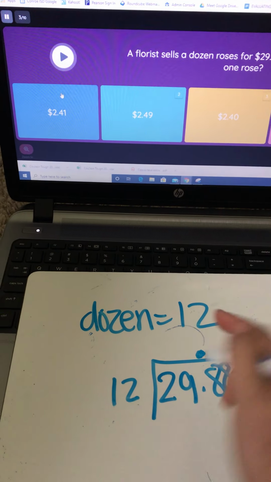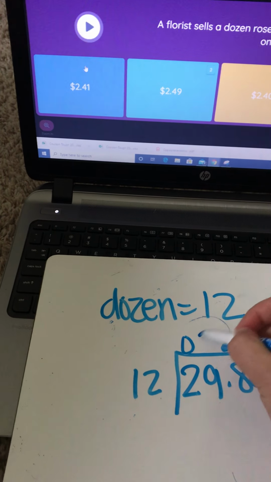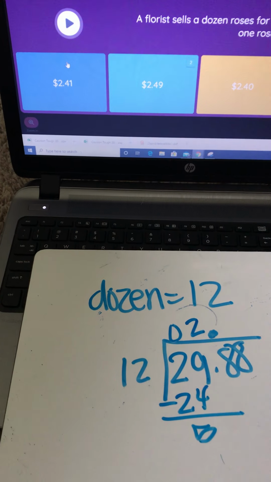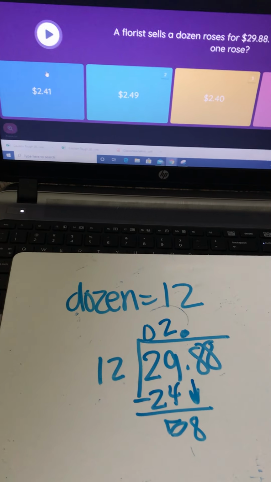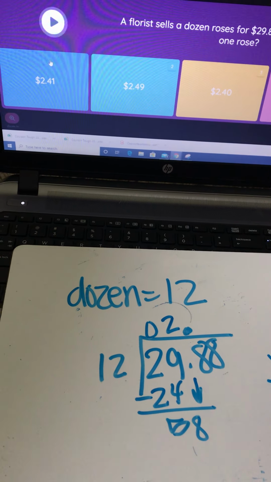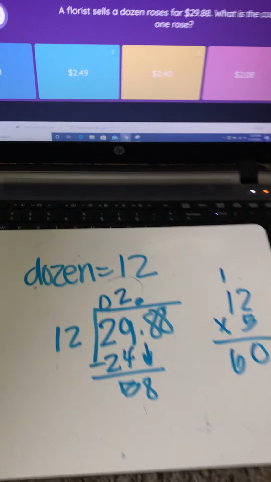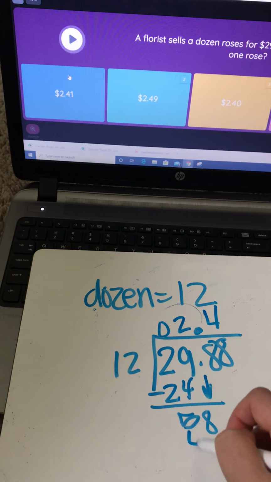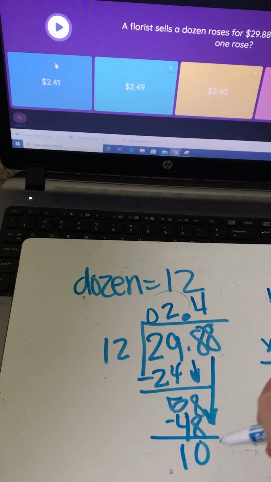How many groups of 12 go into 2? 0. How many groups of 12 go to 29? That'd be 2 groups. 2 times 12 is 24. Subtract and get 5 and bring down my 8. How many groups of 12 get me close to 58? Well, 12 times 5 is 60, and that's too much. So I'm going to use 4. So 12 times 4 is 48. Subtract and get 10. Now I bring down my 8.